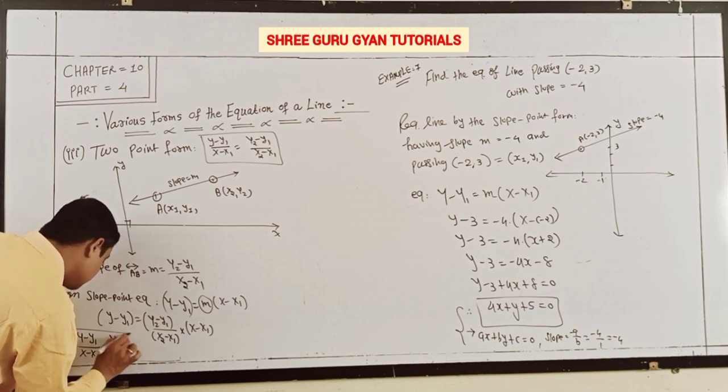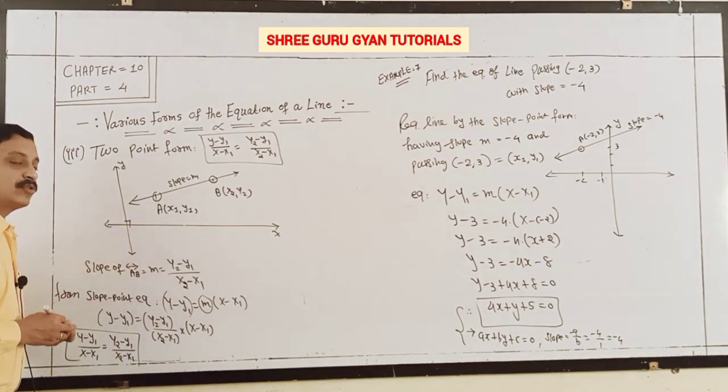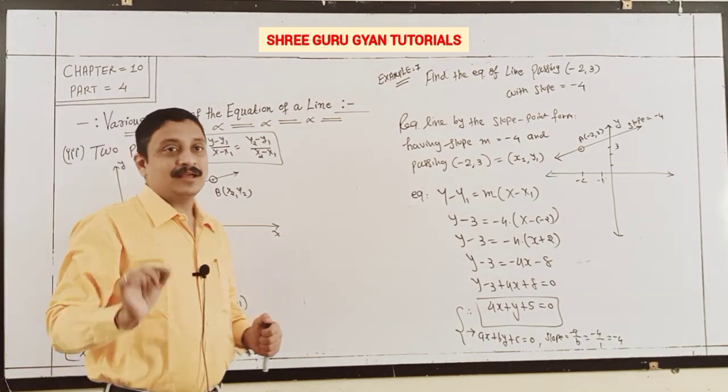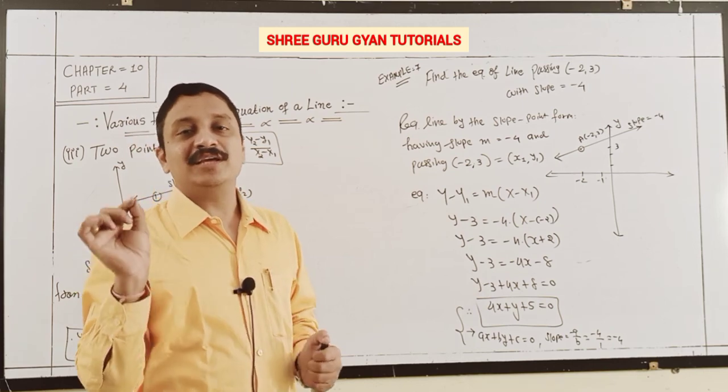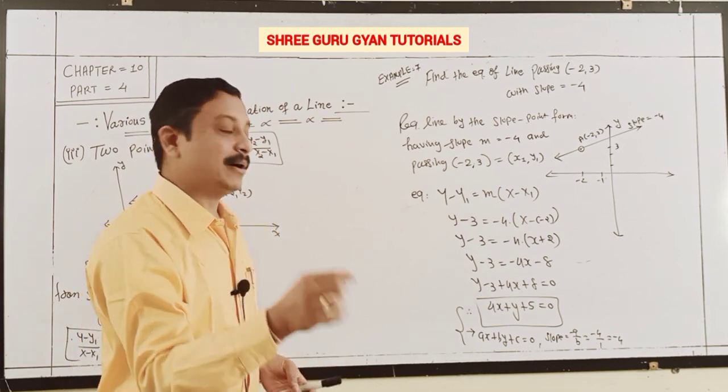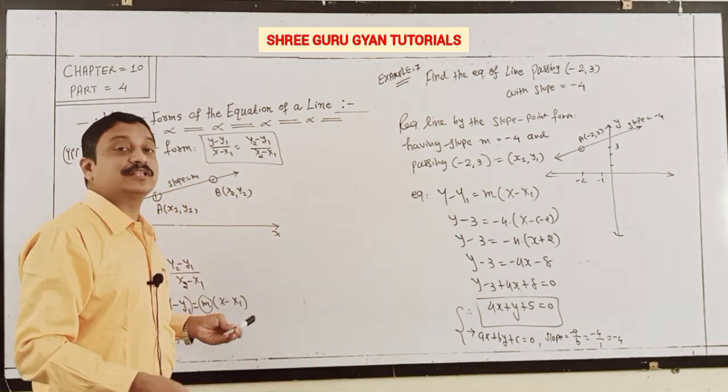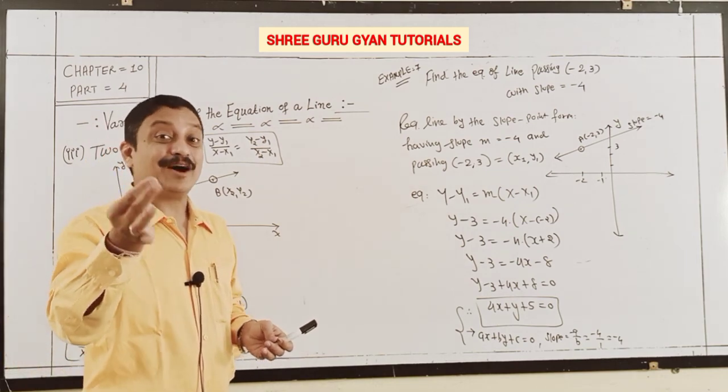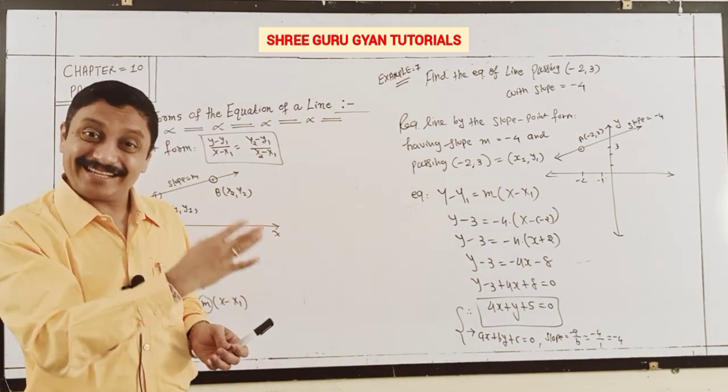And here students, you can use this equation whenever two points are given, to make the equation of the line passing through them. That's our third point, easily done. Now I go to the related example.